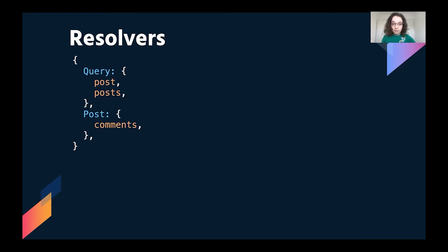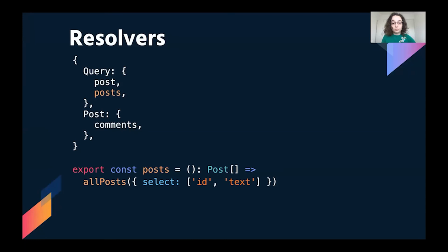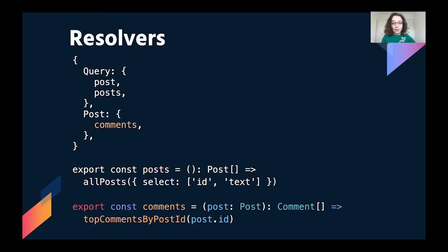Now, what is a resolver? A resolver is just a function. And let's look at some implementations. So first, the posts resolver. It doesn't need any arguments, and it returns a list of posts simply by calling a function, all posts, and this function probably queries our database and maybe does some more logic, and then it returns a list of posts. And note that we are only asking for the ID and the text fields of each post, because at this point, we are not calculating comments just yet.